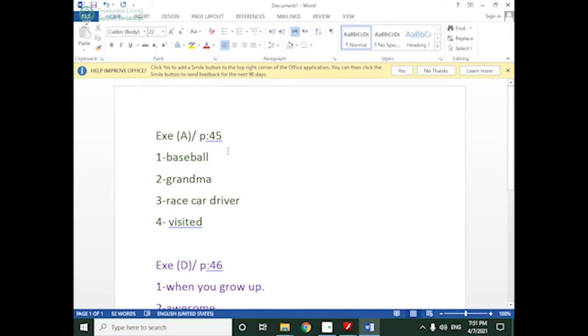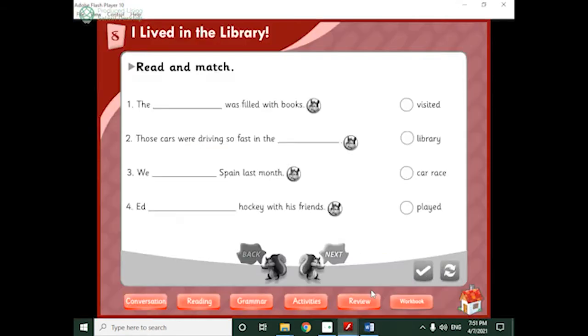Now let's move to exercise B. Read, match and write. You know that I read the questions that are in your workbook. Exercise B. We have 4 words: visited, library, car race, and played. We are going to put the word in the correct blank. Number 1, that was filled with books. Of course, the library. Number 2, those cars were driving so fast in the car race. These words were mentioned in the conversation in your class book.